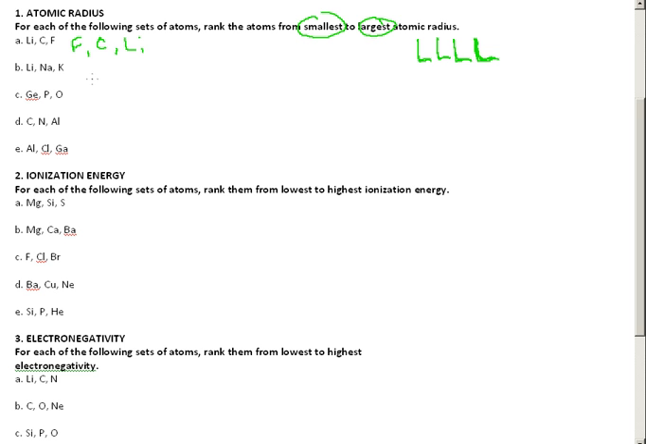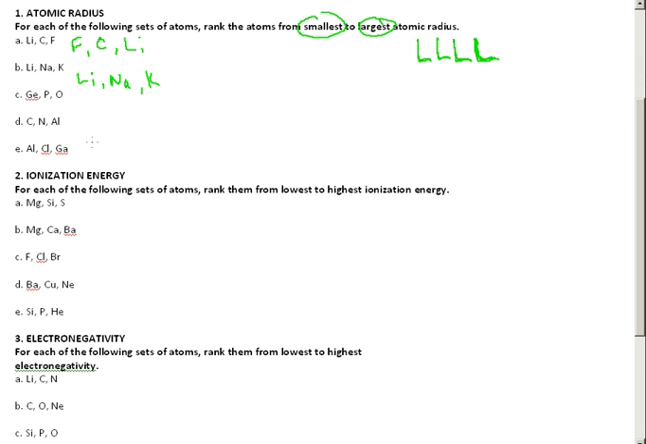Here in letter B, we're looking at the same trend, but this time going down a group. Lithium, sodium, and potassium are all in the same group. And when we go down, when we do lower, we're getting larger. So lithium's the smallest, sodium's the next largest, and then lastly, potassium's the largest.